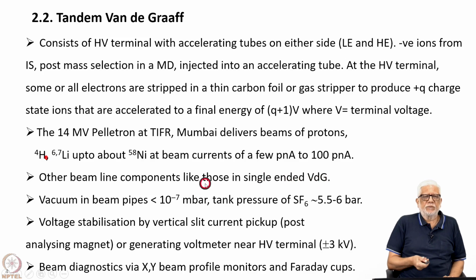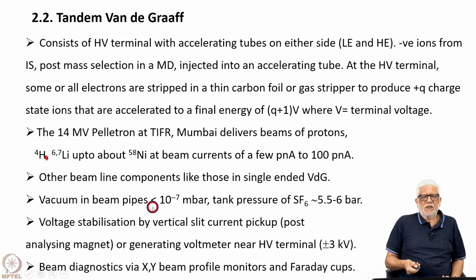de Graaff facility. The vacuum in all these beam pipes, including the single-ended machine and even the folded tandem, the typical vacuum in these beam pipes is about 10 to the minus 7 millibar. For reference, the atmospheric pressure is 1 bar, which means 10 to the power of 3 millibar. So it's 10 to the power of 10 times smaller than atmospheric pressure. The tank pressure of the SF6 is about 5 to 6 bar, which means 5 to 6 atmospheres. So it's about 80 psi or so.